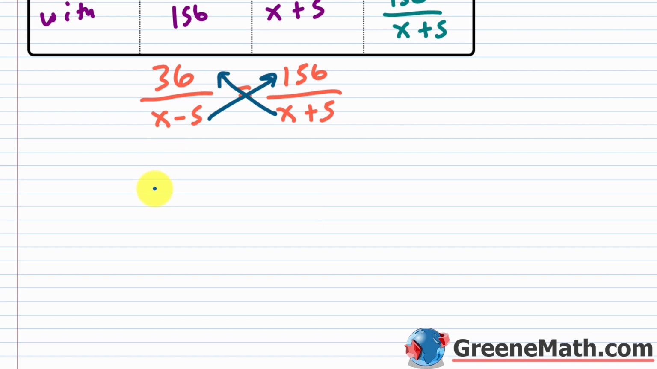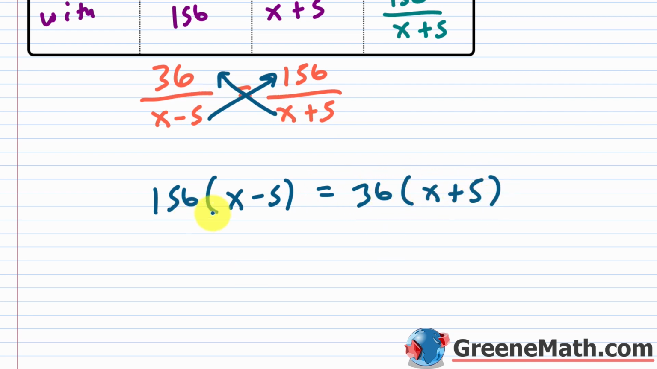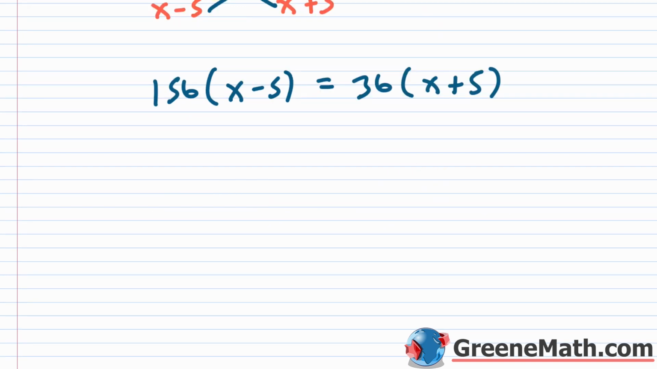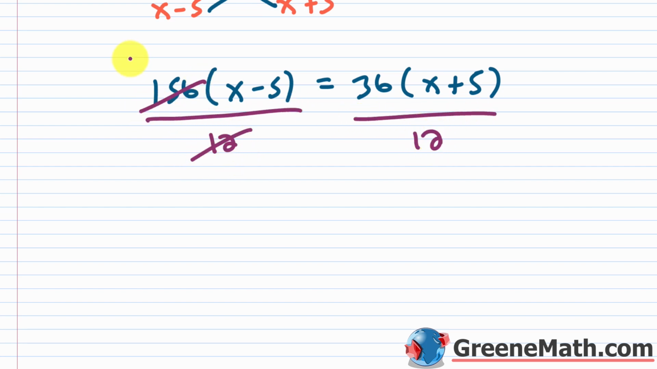So we're going to multiply this way, and then we're going to multiply this way. So we would have 156 times the quantity x minus 5. Then we'll say this equals 36 multiplied by the quantity x plus 5. Now, you can go through and distribute if you want, but I like to work with smaller numbers, and I think a lot of you do as well. So if you think about 156 and 36, they're each divisible by 12. So I'm going to divide this by 12, and I'm going to divide this by 12. 156 divided by 12 is 13, and then 36 divided by 12 is 3.